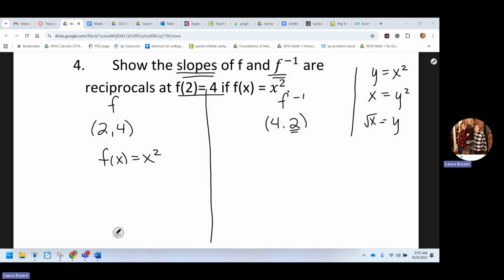And that is super tricky. Sometimes they give you a negative and you keep the negative. Sometimes they give you a positive, you keep the positive. But my equation over here is f inverse is positive square root x.